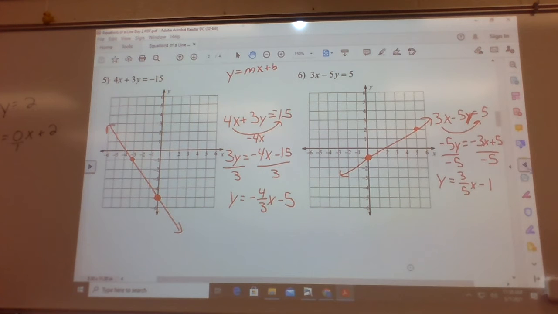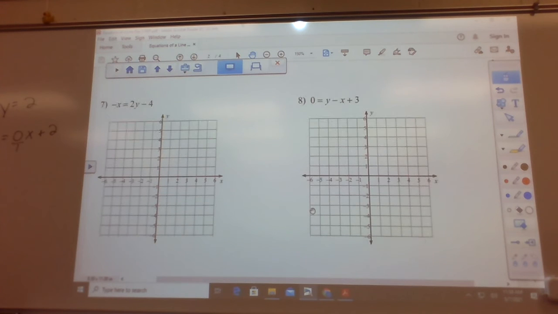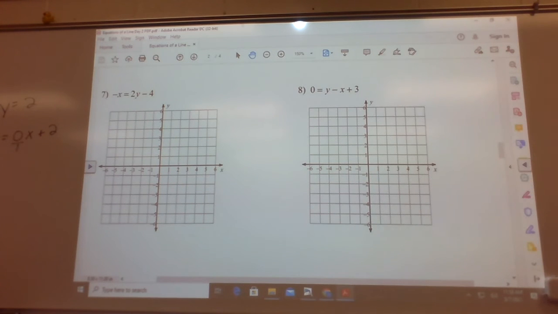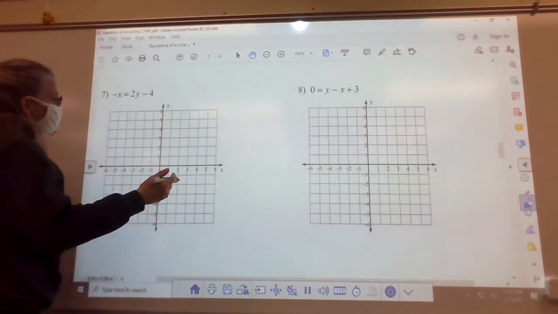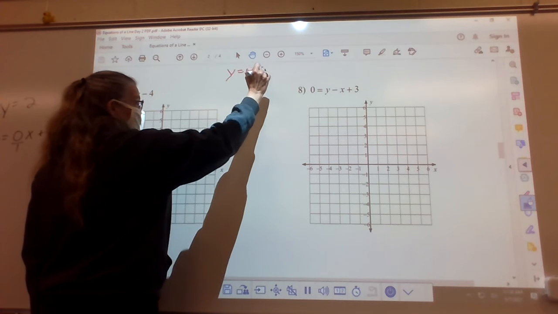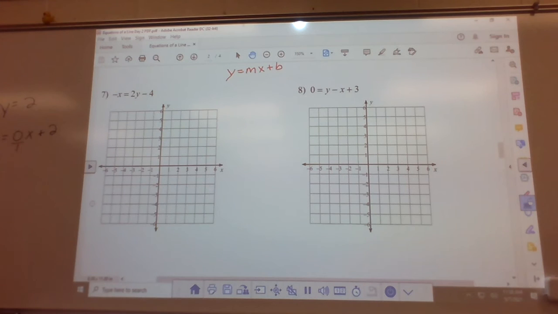Now 7 and 8 aren't in any particular form. They're just equations. They're linear equations. And I still want to get it to look like this: y equals mx plus b, because like I said, that's the easiest way to graph from.